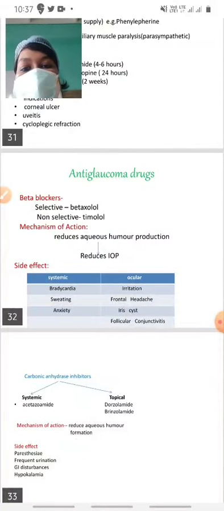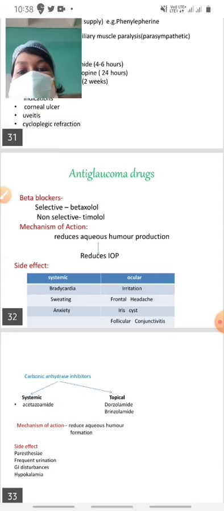Those are the anti-glaucoma drugs. They can either be the beta blockers, which are widely used. They can be selective, meaning they act on only specific beta receptors, an example being betaxolol, or non-selective, which act on all kinds of receptors, the most important being timolol.